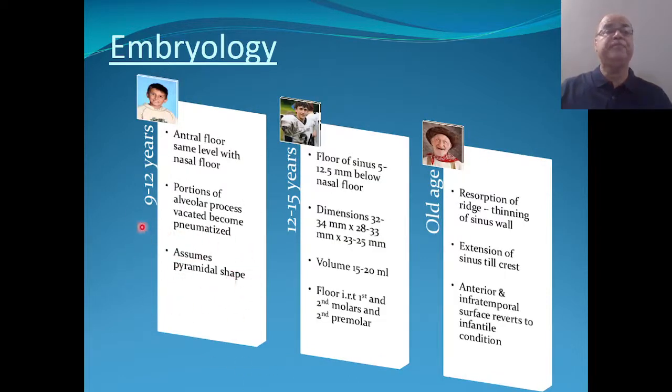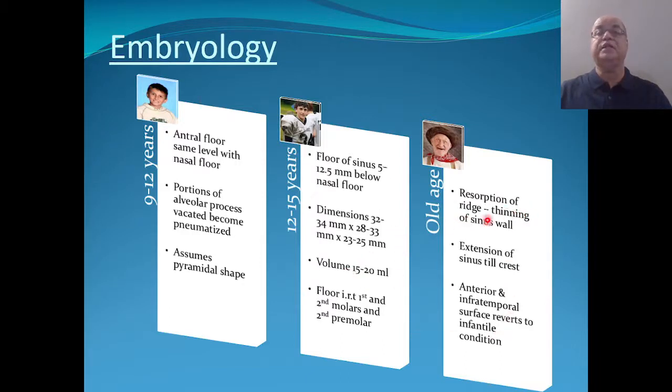It assumes a pyramidal shape around 9 to 12 years, and the antral floor is at the same level as the nasal floor at the age of 12 years. At 12 to 15 years, the floor of the sinus is 5 to 12.5 millimeters below the nasal floor, so it has increased in its dimensions and attained almost the capacity of adult size, that is 15 to 20 ml. The floor of an average adult maxillary sinus is in relation with the second premolar and first molar, and if it is larger, even the second molar can be in relationship.